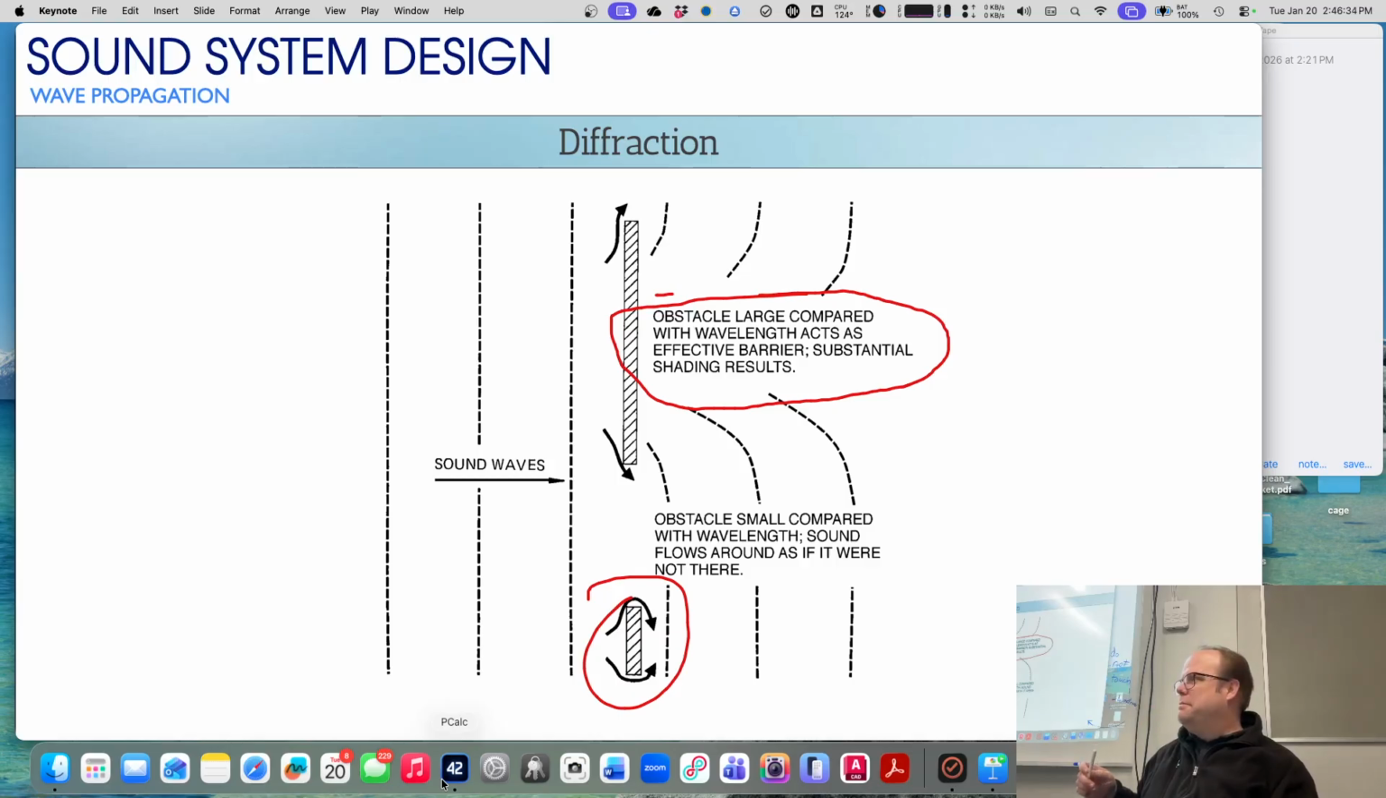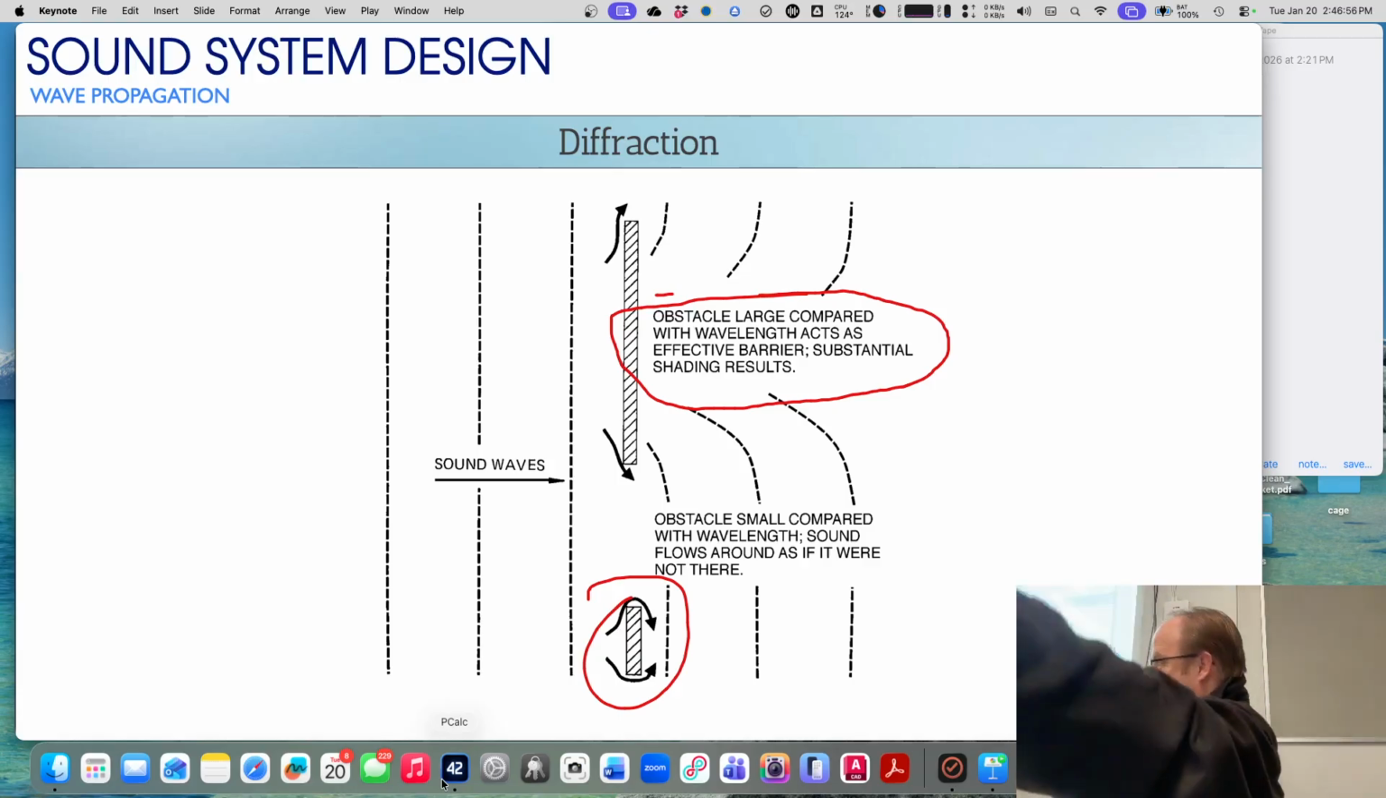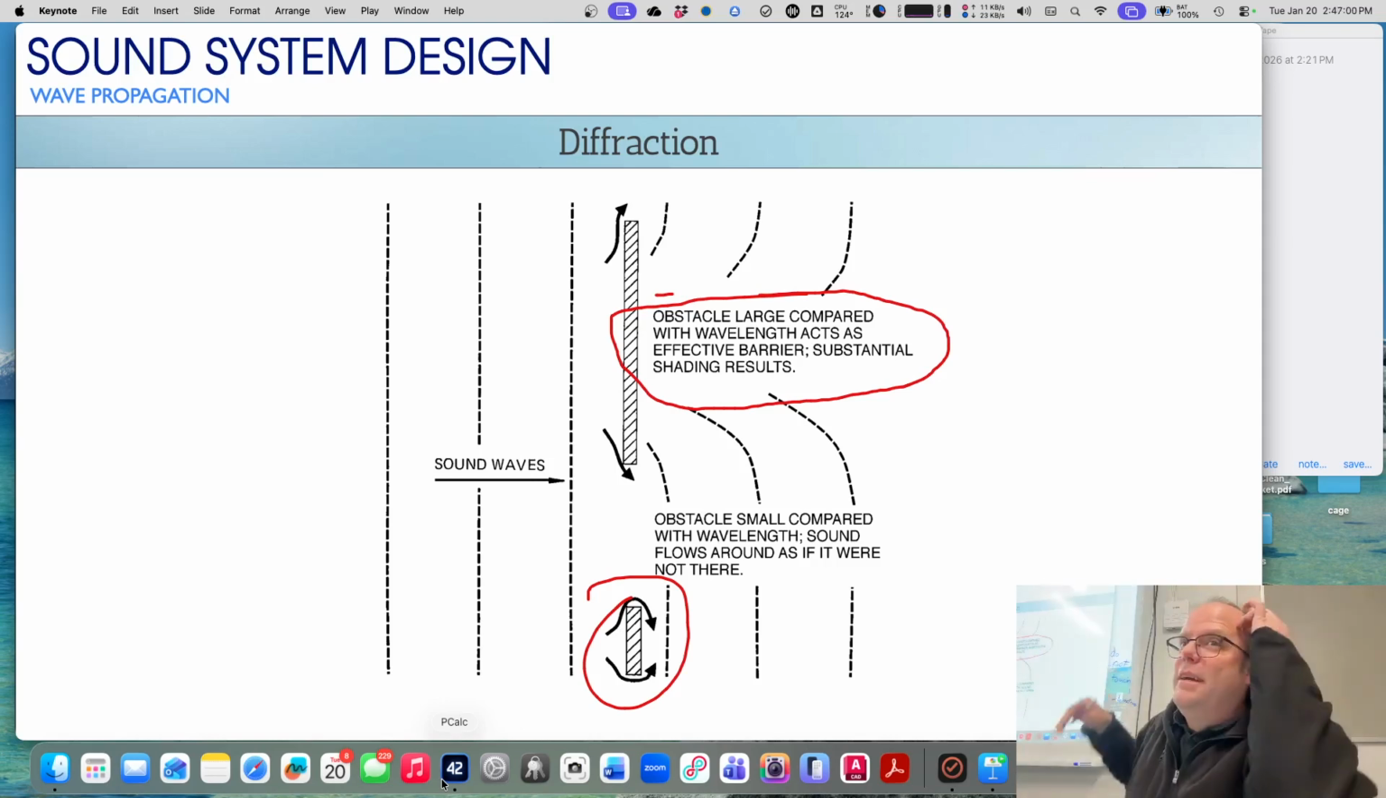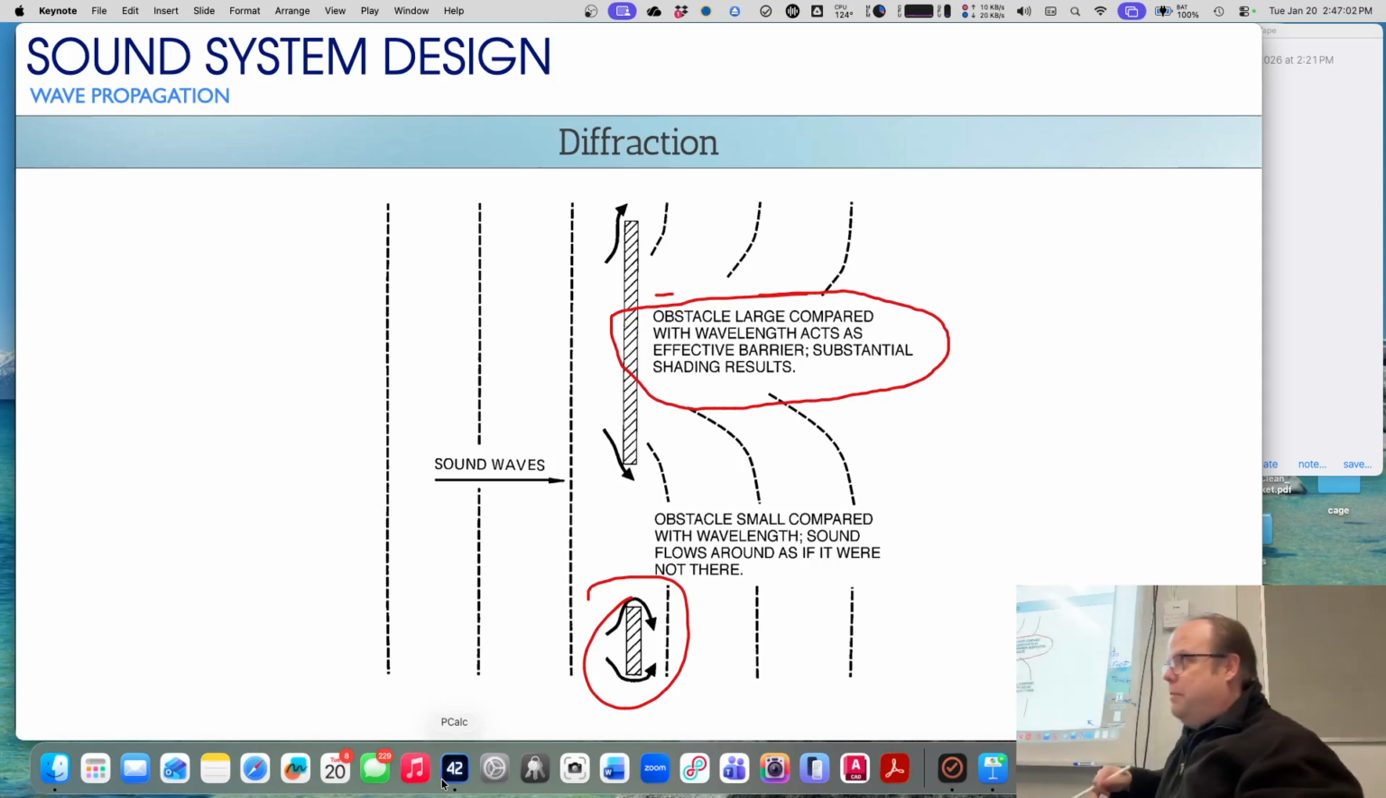Speed of sound divided by the frequency. 1,000 divided by 200. 5 feet. You've got to have a wall that is 5 foot tall and 5 foot wide, at least, in order to have even a hope of creating any kind of shadow. That's big. That's 5 feet by 5 feet. Ideally, it'd be even bigger than that, right? But you'd start at 5 feet. It's big. Okay?